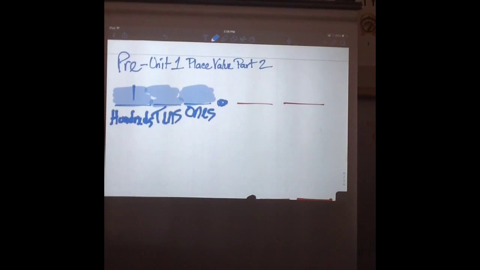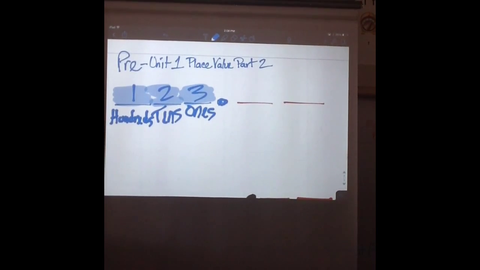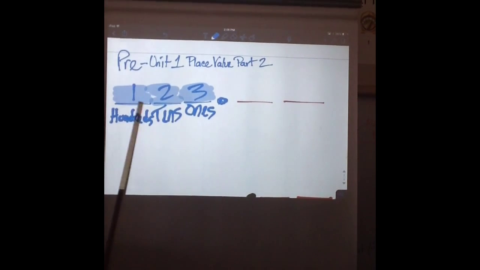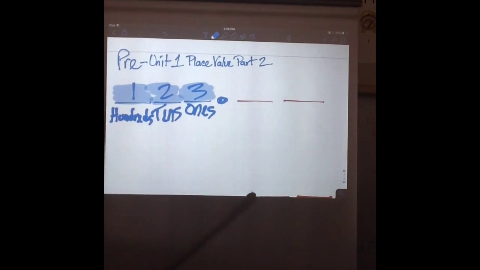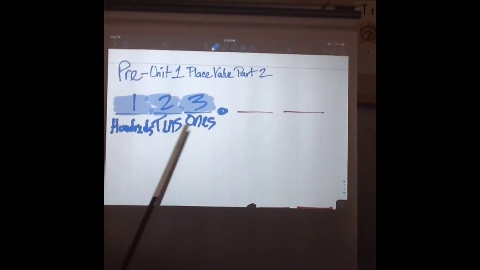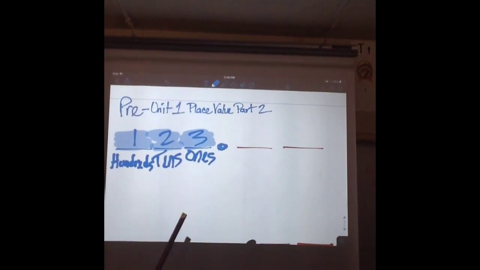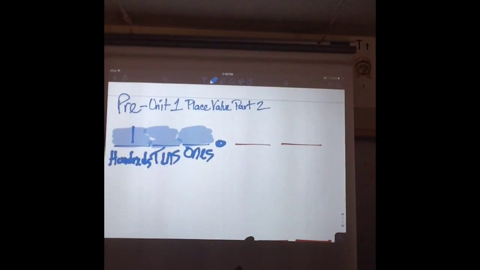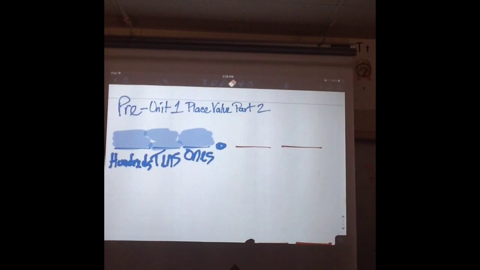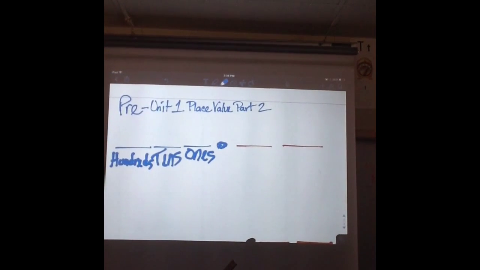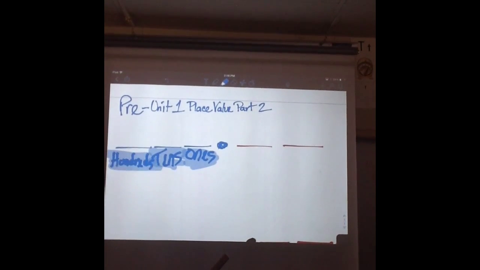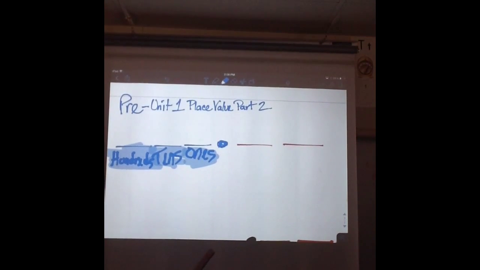Let's say I had a 1, 2, 3. How much money would I have if this represented money? I would have $123. You're right. That's excellent. Now what I'm going to do is I'm going to take those guys off. Okay? And I'm just going to highlight these as ones, tens, and hundreds.